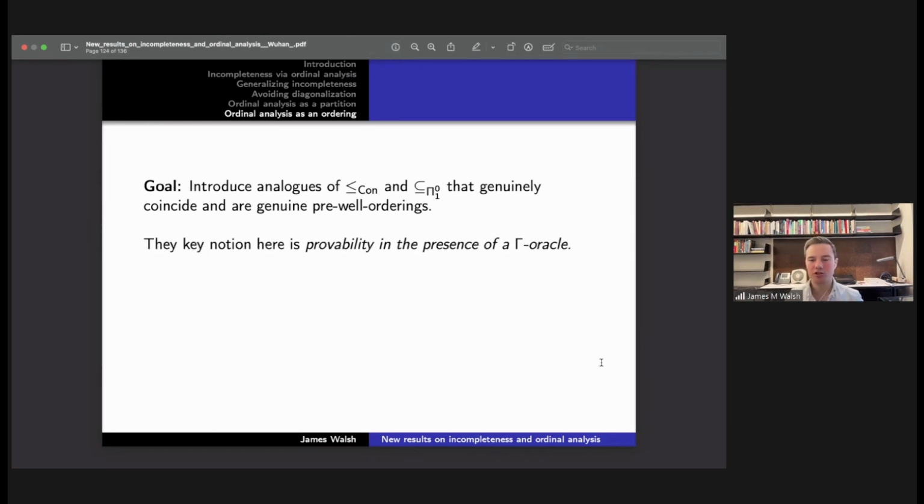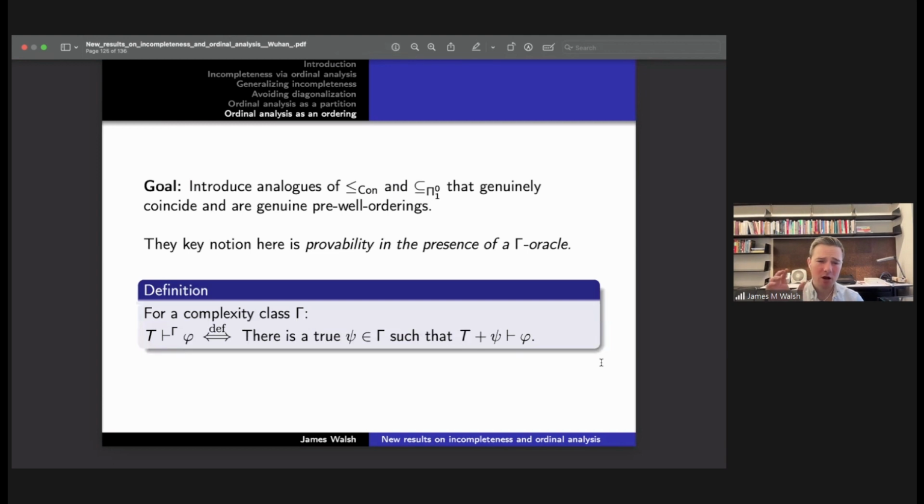And the key notion here is the notion of provability in the presence of a gamma oracle. So what do I mean by this? Okay, here's the definition. Suppose I have a complexity class gamma. I'm going to say that T gamma proves phi if and only if there's a true sentence psi in gamma such that T plus psi proves phi. So phi is provable from T with a gamma oracle if you can prove phi from T with the help of an additional true gamma sentence.